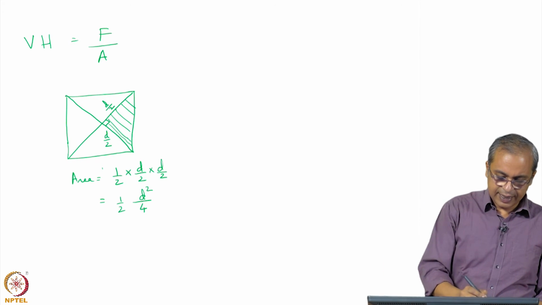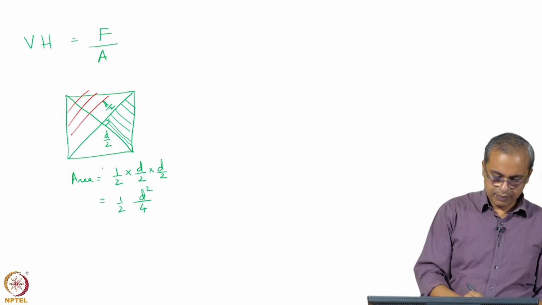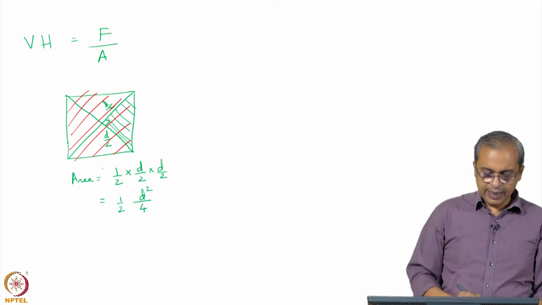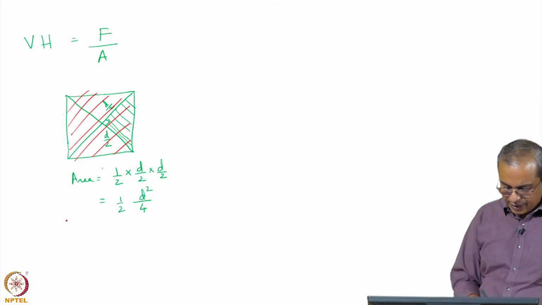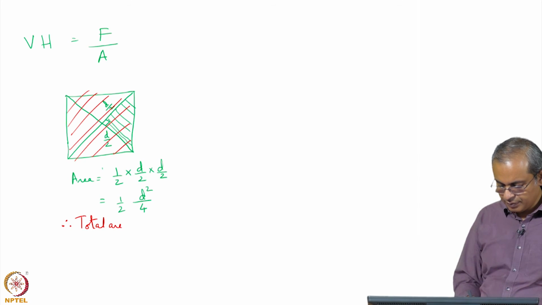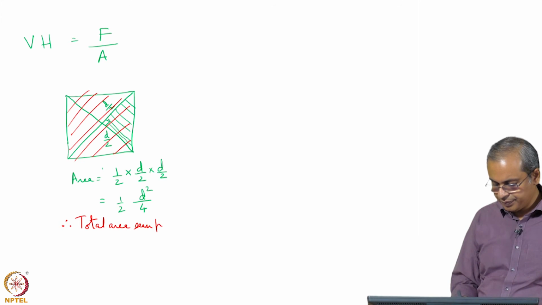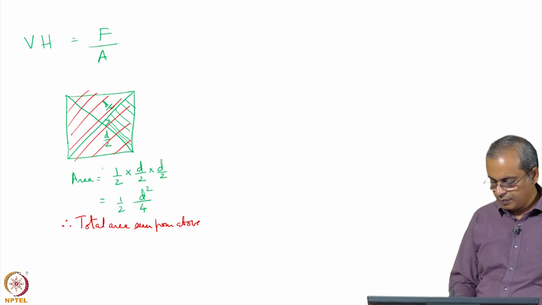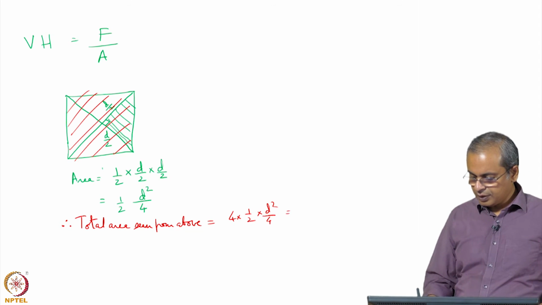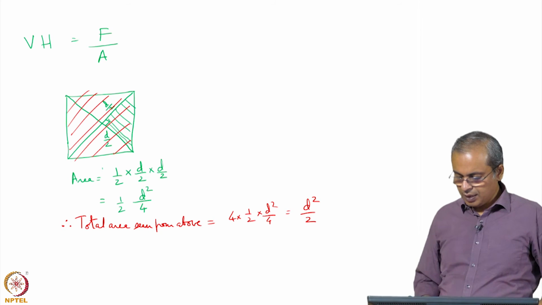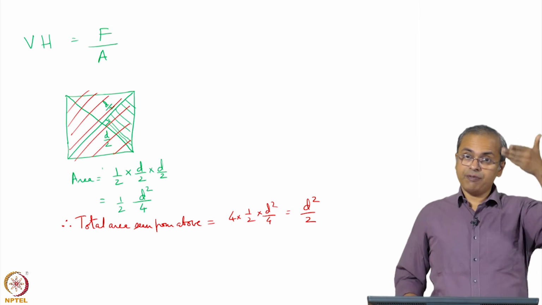If you take the area of this entire thing, clearly that is simply 4 times the area of the small triangle that we have there. So, therefore, total area seen from above equals 4 into half into d square by 4, is equal to d square by 2. So, that is the total area of this indentation as seen from above.